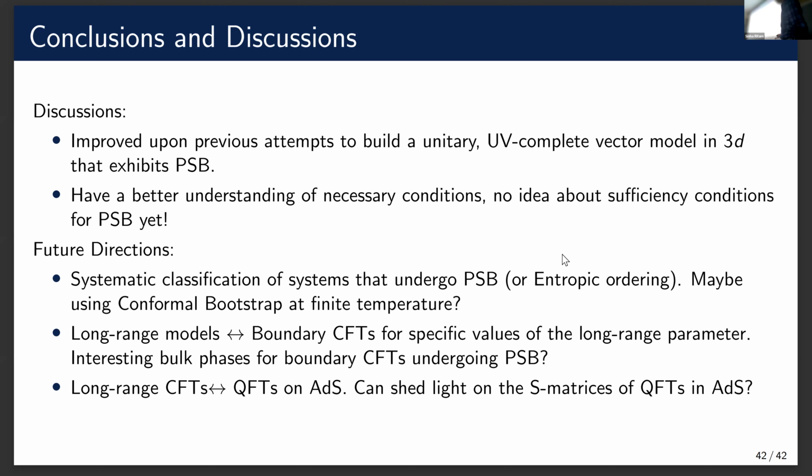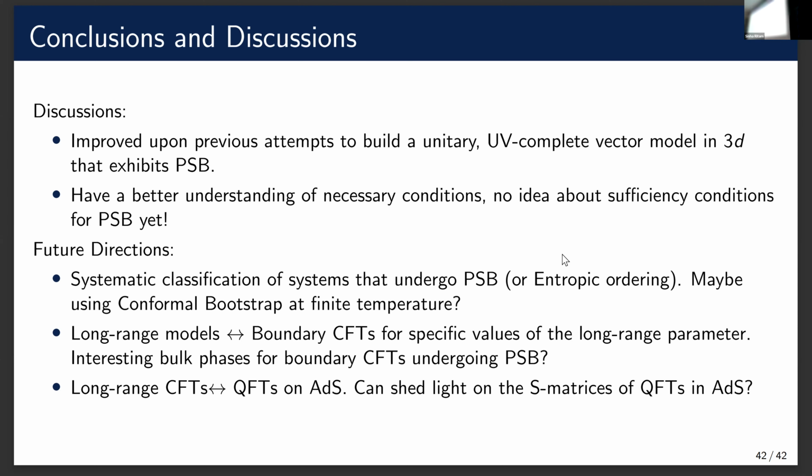So how do we go about constructing them? Some interesting future directions could be the following. You can try for a systematic classification of systems that undergo persistent symmetry breaking or entropic ordering, whichever language you might want to use. And maybe conformal bootstrap at finite temperature can help us in this endeavor, because now we are in the realm of conformal field theories. The long-range models that we considered here are found to be the theories that are at the boundaries of bulk CFTs for very specific values of the long-range parameter. There are interesting bulk phases that we discovered in this theory.